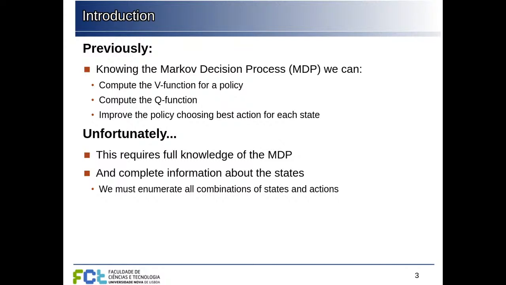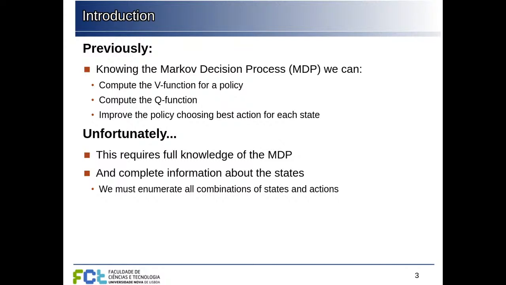Using that, we can compute the Q function, which is the action value function that tells us for each state, for each action, what is the expected discounted return if we take that action in that state. And given that, we can improve the policy, because if the policy is telling us to choose an action at some particular state, but we know from the Q function that there is a better action at that state, we can replace it in the policy, and so we can train our agent using this method and improve the policy gradually. Of course, this only works if we know the full Markov decision process.